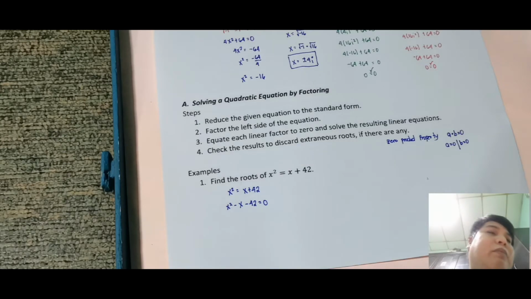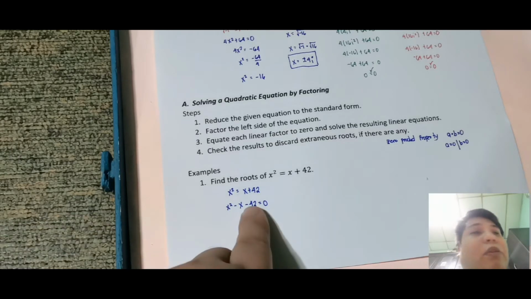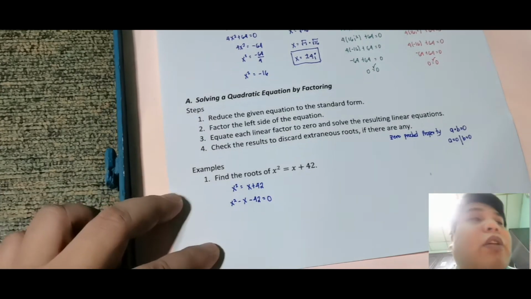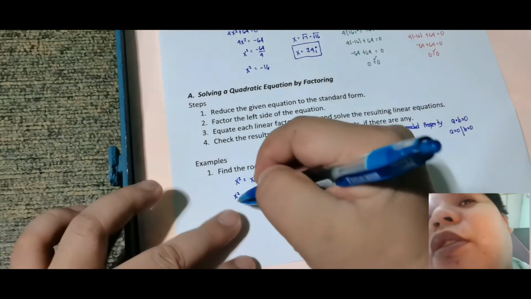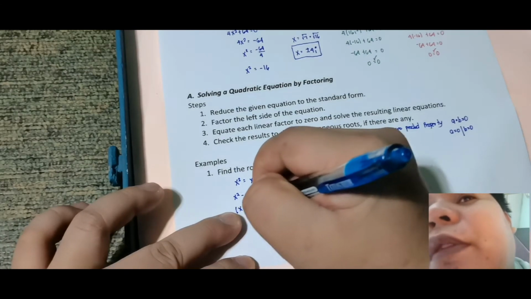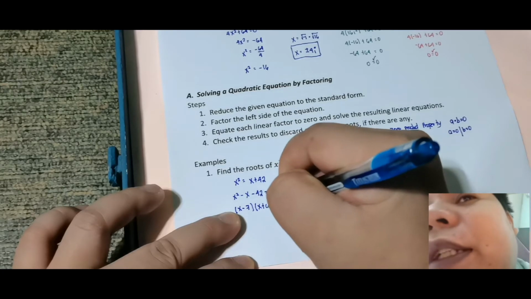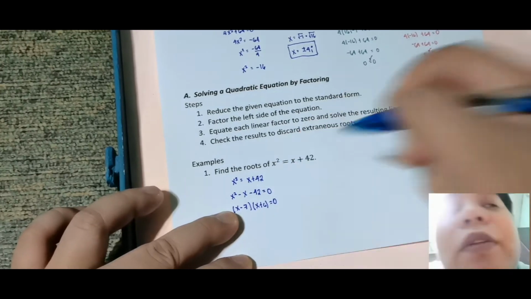Tingnan nyo nga, si negative 7 saka si positive 6. Negative 7 times positive 6 is negative 42. Negative 7 plus 6 is negative 1. So, therefore, exacto yung naisip ni sir. So, ikaw, masasanay ka na kasi familiar ka naman sa ganito. So, that is x minus 7, then x plus 6 is equal to 0.